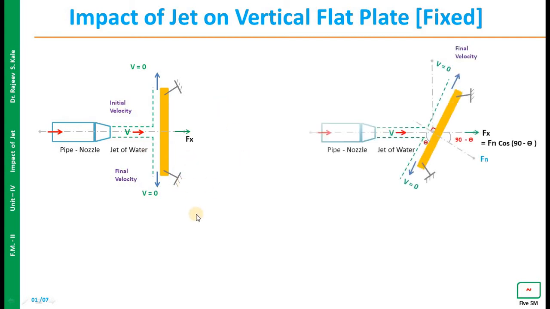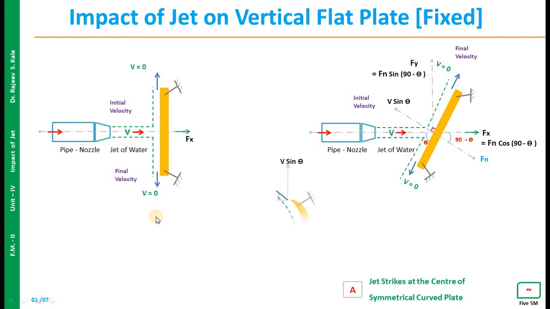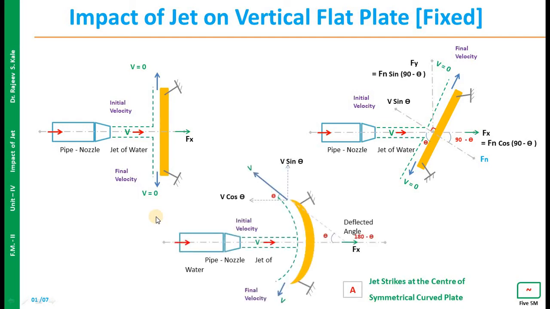The plate is fixed. Now this plate may be inclined like this. So the second object is impact of jet on an inclined plate. The same flow of water, the jet of water, is coming. In this case, the normal velocity component may act, and then you can resolve it into two parts, in the x direction Fx and in the y direction Fy. We will discuss in detail. So first the vertical plate, the inclined plate, now the curved plate.